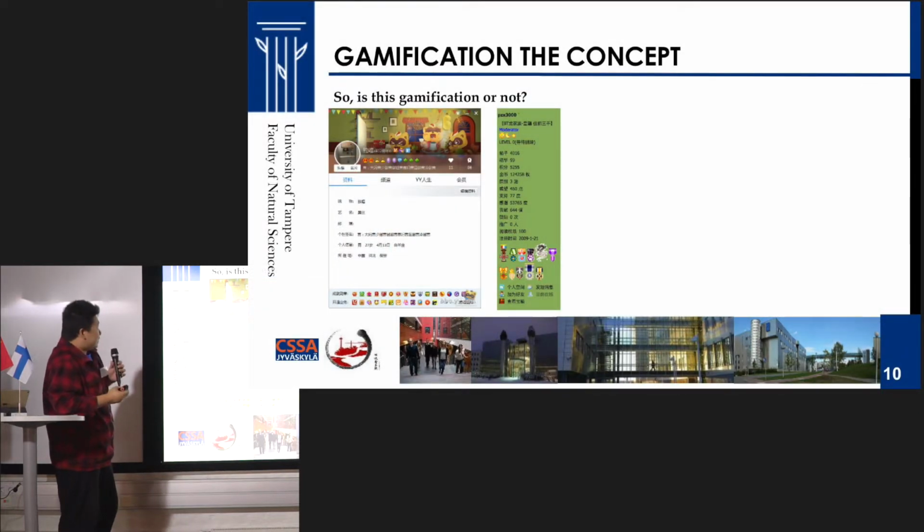And the next one, this is quite familiar. This is what we use in QQ, a kind of instant messaging software we use quite often. You have those crowns, stars, and so on there. And this part is from one of the forums. You have the badges, the points, how many coins you have, how many points you have. Do you think this is gamification? This actually is gamification, because you use points, badges, leaderboards, like who is the best user of the app. This is a typical use of game design elements. This is gamification based on the definition we have there.